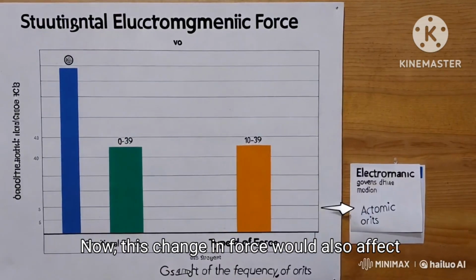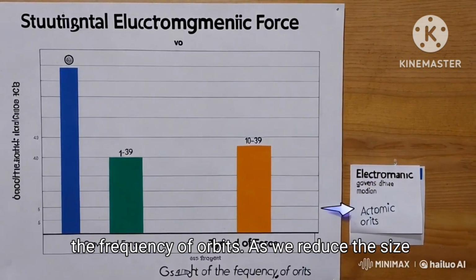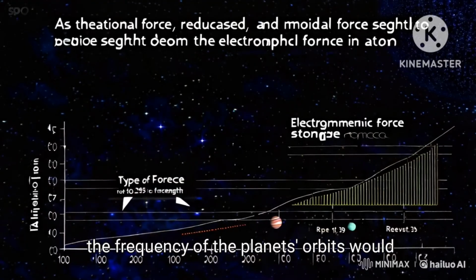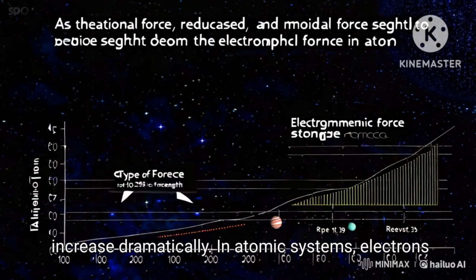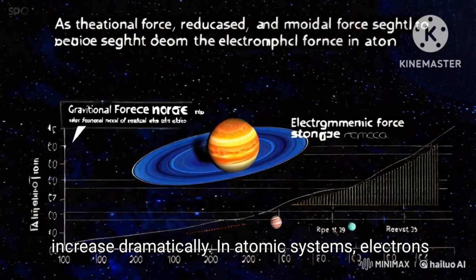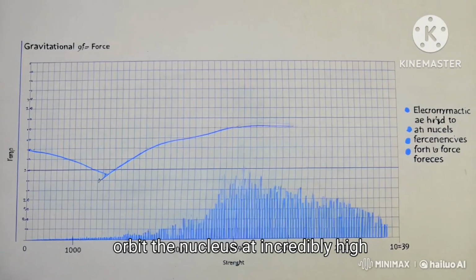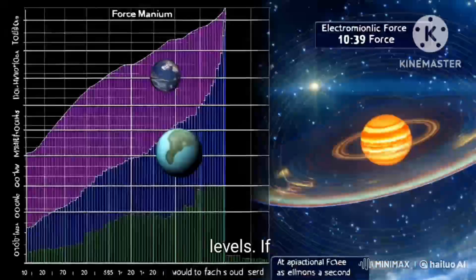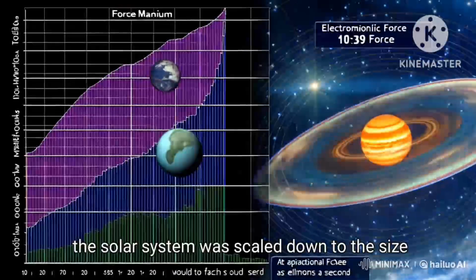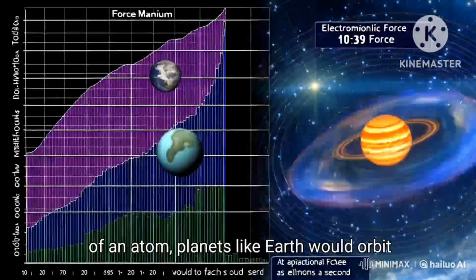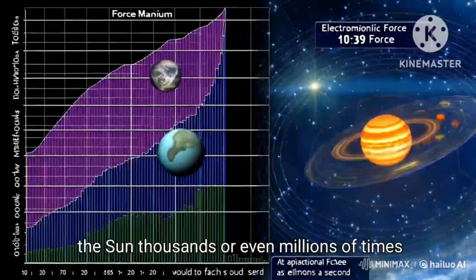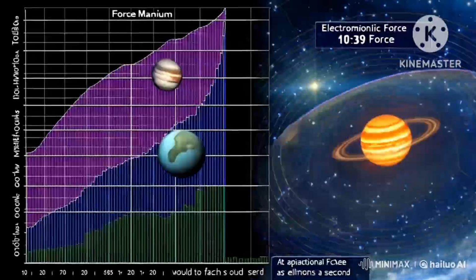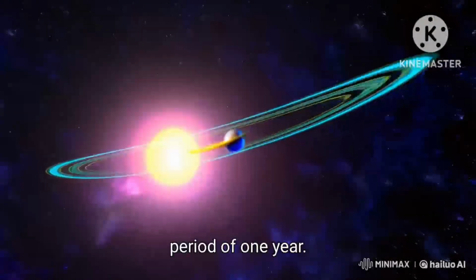Now, this change in force would also affect the frequency of orbits. As we reduce the size of the solar system, the frequency of the planet's orbits would increase dramatically. In atomic systems, electrons orbit the nucleus at incredibly high frequencies, which correspond to their energy levels. If the solar system was scaled down to the size of an atom, planets like Earth would orbit the Sun thousands or even millions of times per second, far faster than their current orbital period of 1 year.